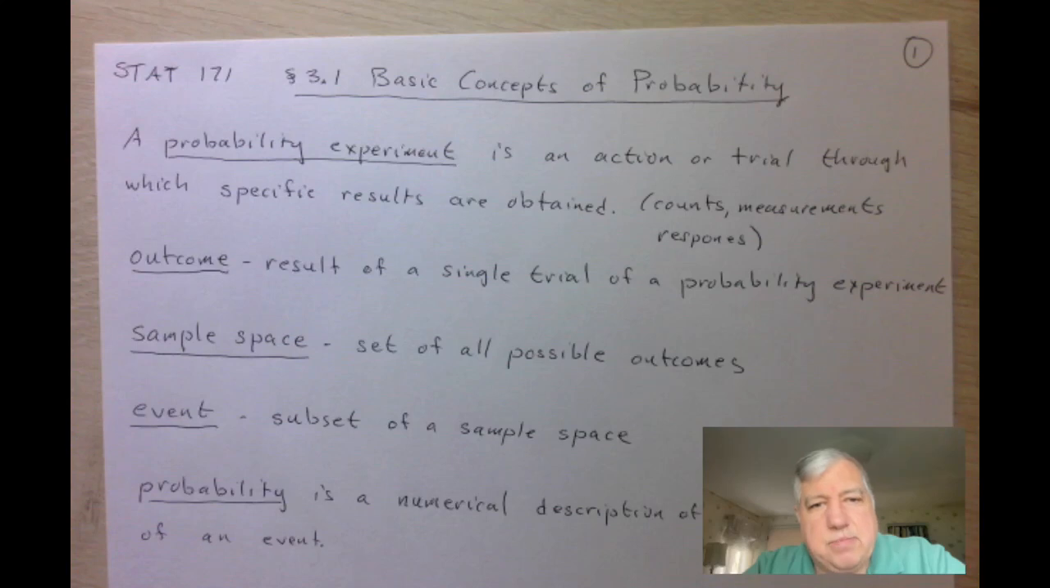And then an outcome is the result of a single trial of a probability experiment. And the sample space is the set of all possible outcomes.